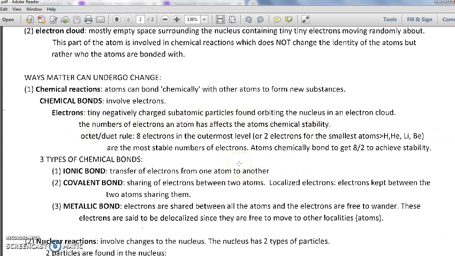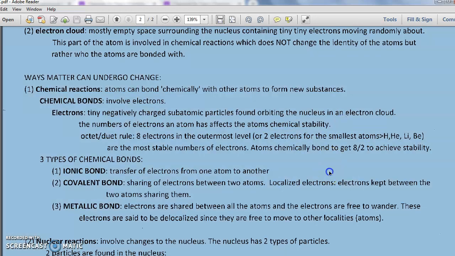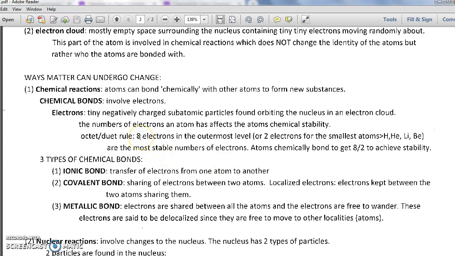The number of electrons influences its chemical stability, not its nuclear stability. So chemical stability tends to exist in atoms. Atoms are trying to get 8 electrons for most atoms. The smallest atoms only need 2 electrons in their outermost electron cloud, or outermost level of their electrons.